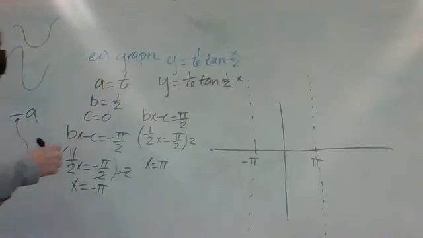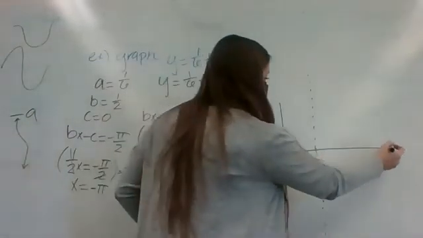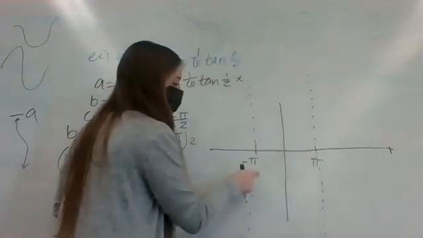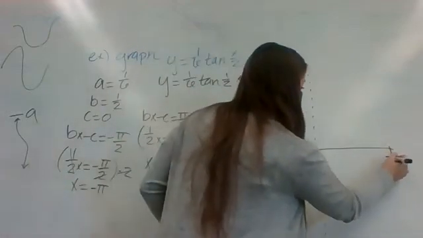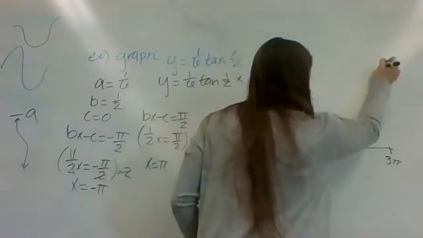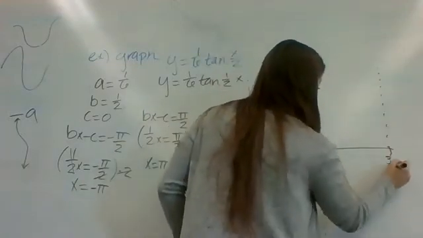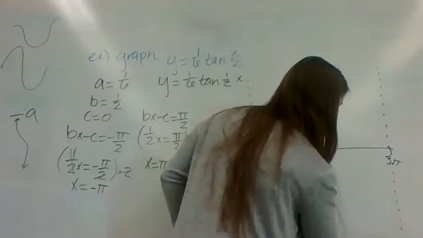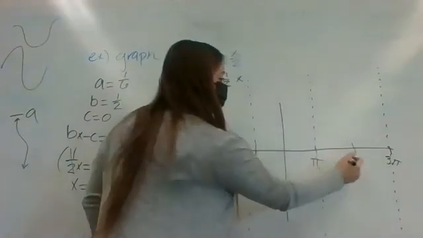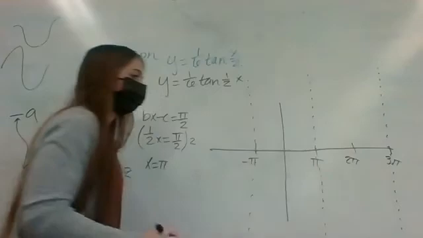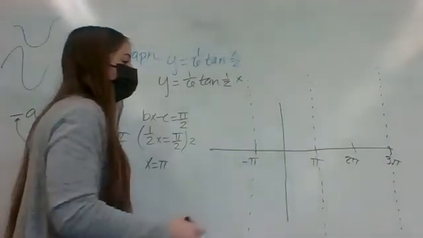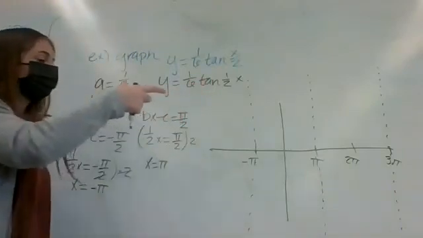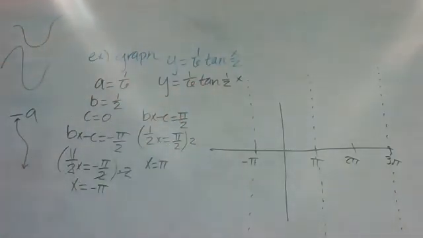So where does that mean my next asymptote will be at then? Over here. We have to have 2 pi in between each of them. I add another 2 to get 3 pi. Okay. And the middle of that would be 2 pi then, right? Middle of pi and 3 pi would be 2 pi. So I have my 2 periods here that I can draw.